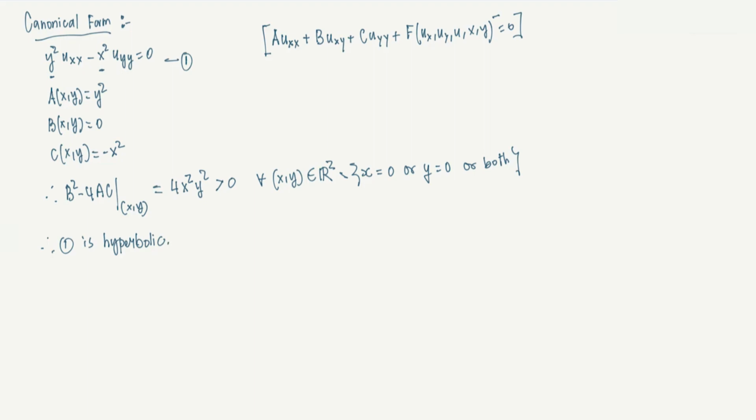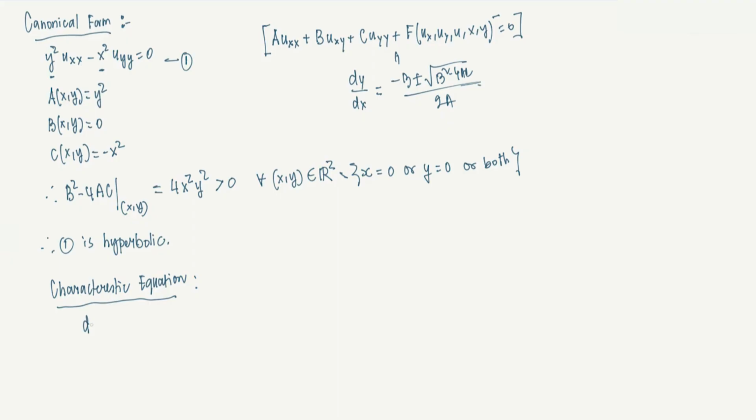Now, how do you solve this equation? You don't have to do the whole canonical form theory. What you need to do is just remember the characteristic equations. Those were given by dy/dx equals to minus b plus minus root over b square minus 4ac, divided by 2a. That was given. Now if you put it in our format, what happens?